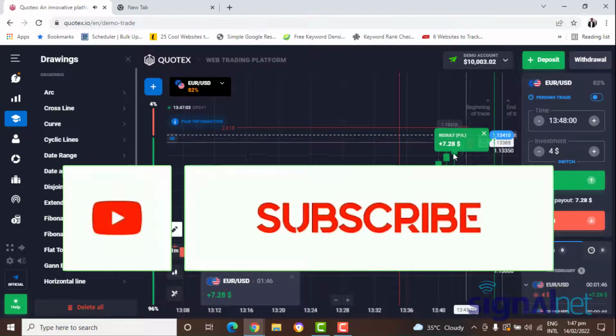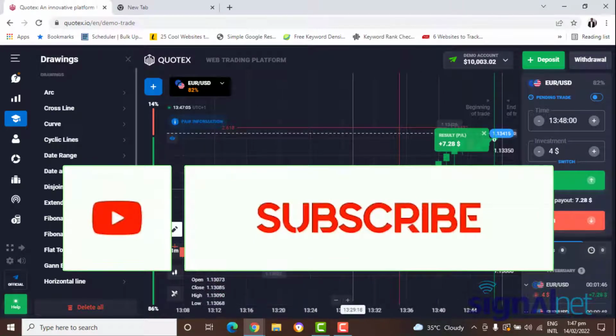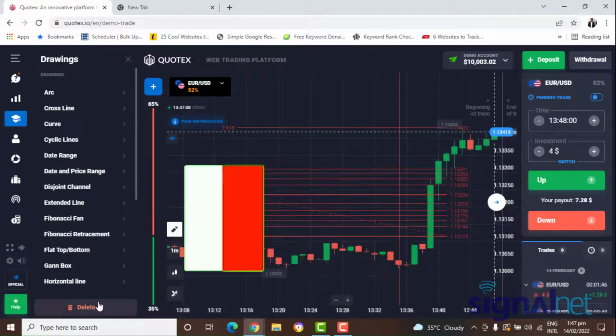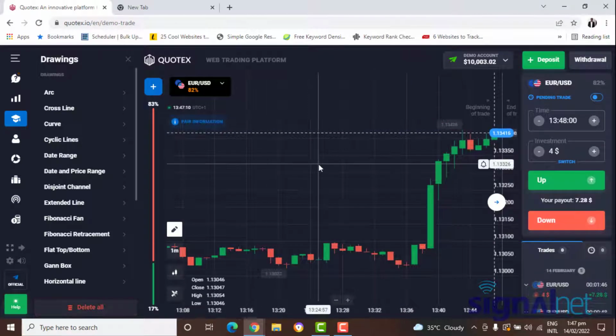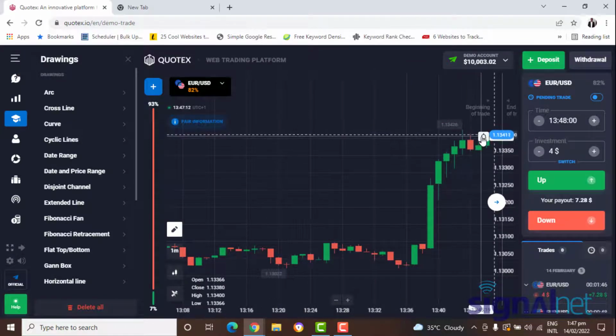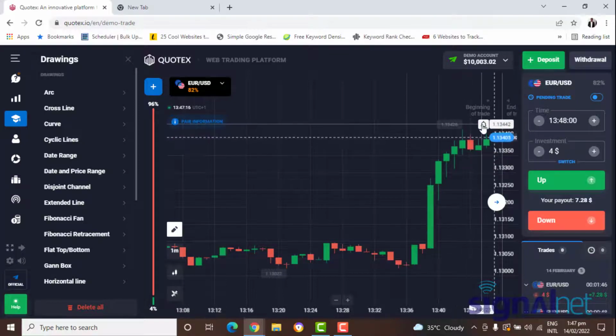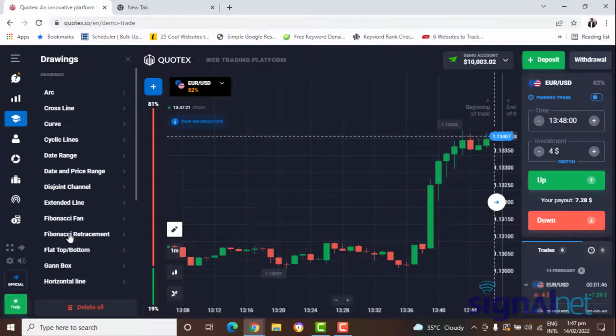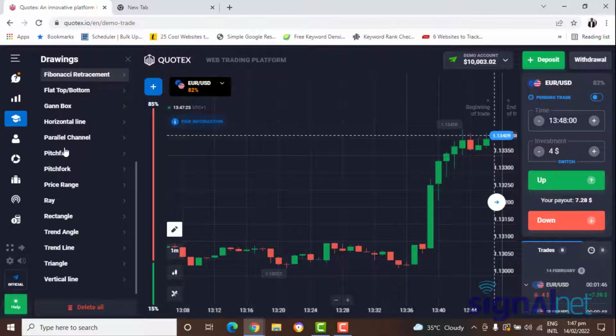Okay, so you see we won that trade because after 2 minutes, I just deleted that indicator. After it got to that level, it was lower, so that trade was won. So now when you click on this, it opens it. Depending on the indicator you want to use, you can find them here.